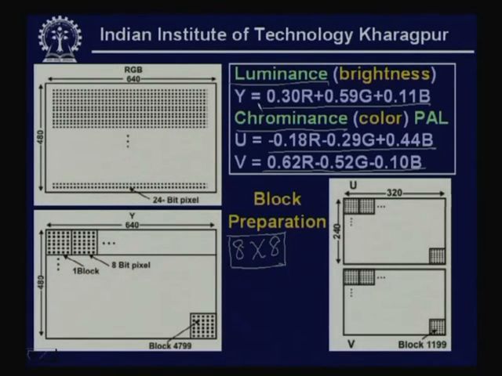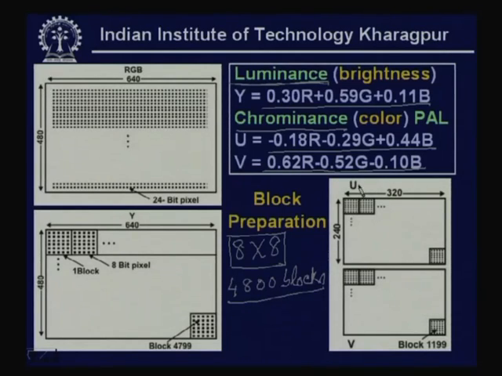So, for the Y component, which is very important and to which our eyes are more sensitive, as you can see, the number of pixels remains unaltered. So, after block preparation, the Y component has got 4800 blocks, and each block can be processed separately.